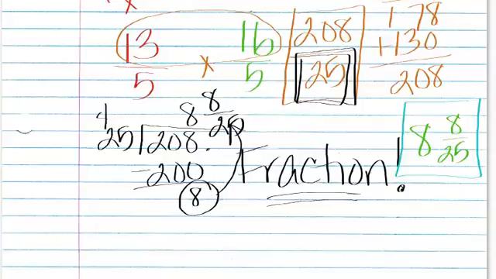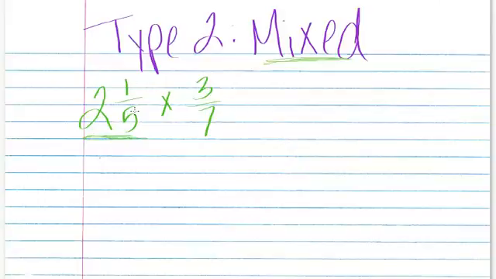Now let's do another practice one. Alright, we're going to do one more mixed number. We're going to shake it up and we're going to do something a little crazy. 2 and 1/5 times 3 over 7. Now, it's a mixed number because I have this fraction right here. 2 and 1/5 is a mixed number. So I have to go around the world.